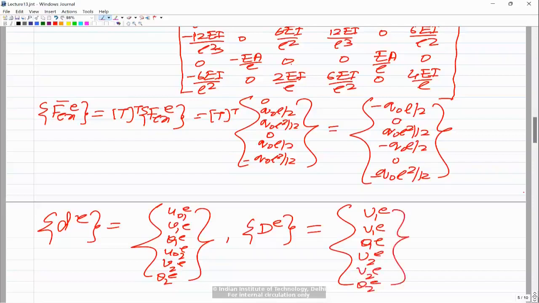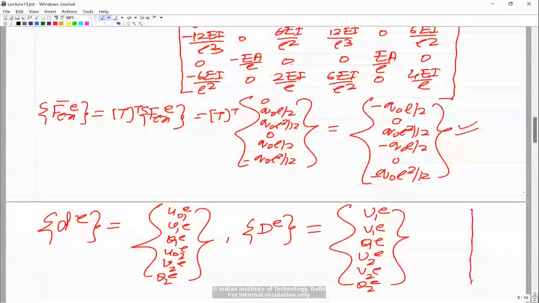If you look at the external load vector, we have already written it over here. So in terms of the global coordinate axes, without going into the transformation, you can write those forces. So let us say the global forces in terms of the coordinate axes.